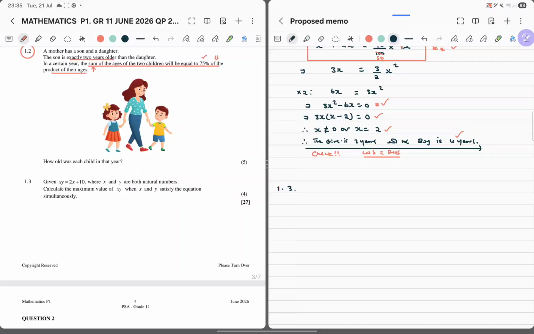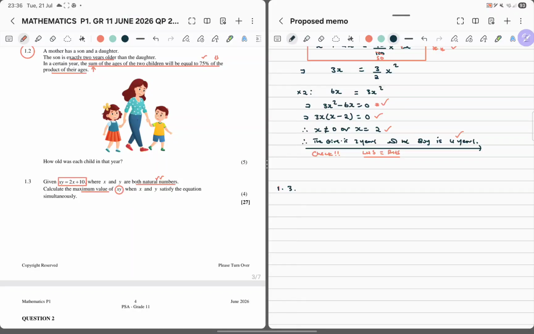1.3 says, given xy is equal to 2x plus 10, where x and y are both natural numbers, meaning numbers without decimals, or we can even say positive integers. Okay, but starting from 1. Now it says calculate the maximum value of xy when x and y satisfy the equation simultaneously. All right. So this is one of those simultaneous equations within a single equation.